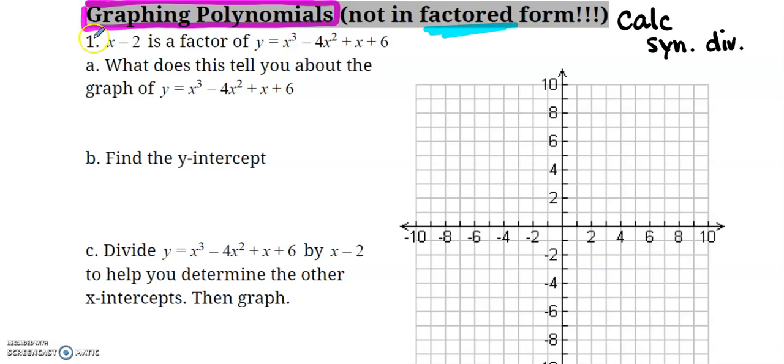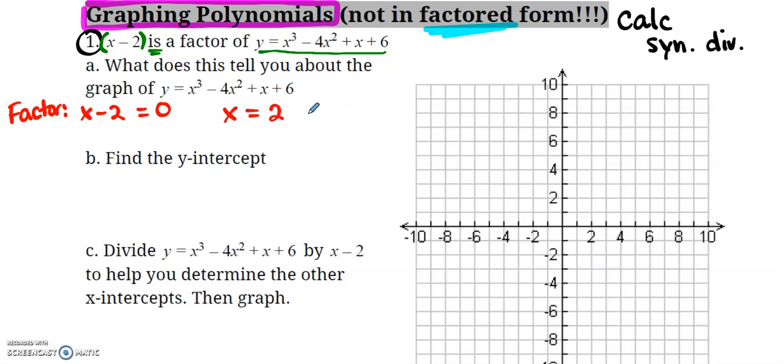Sometimes in a problem, like number 1, you are going to be given a suggestion for a factor. You're actually not only going to be given a suggestion, you're going to be told that something is a factor of a given polynomial. So what does that tell you about the graph of y equals x cubed minus 4x squared plus x plus 6? Well, if x minus 2 is the factor, then if we set that equal to 0, x equals 2 would be an x-intercept, meaning the point (2, 0) has to be somewhere on our graph. So that point's going to be over here at (2, 0).